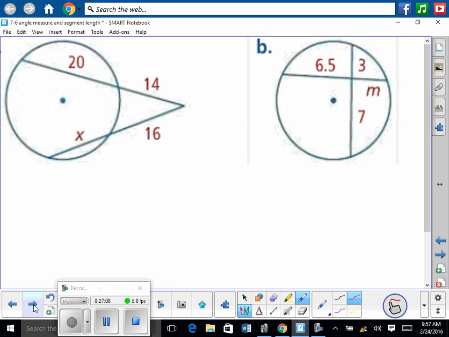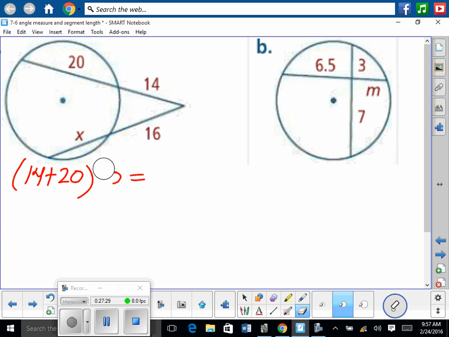Okay, looking at this one. Same thing, right? So we're finding segment length. It's an angle formed on the outside of the circle. So we have 14, the outside plus the inside, times the outside, will equal the outside plus the inside times the outside, good fix. And then we have plus, which is equal to the outside plus the inside times the outside.